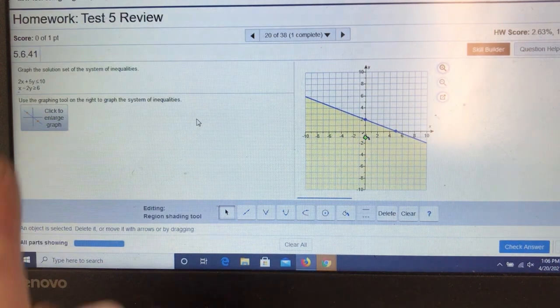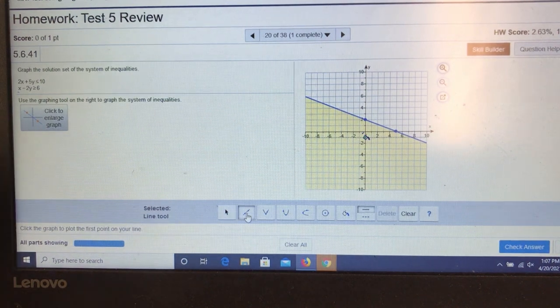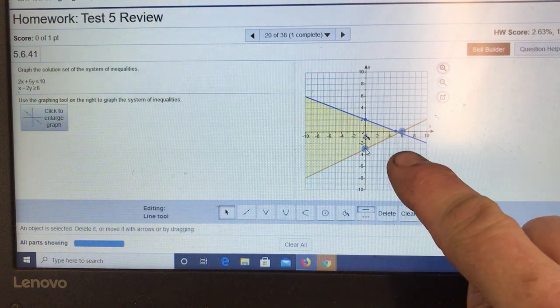Now, let's go to the other line. Okay, so we're going to do another line here. And if I let y be 0, x would be 6. So that'd be right here. If I let x be 0, y would be negative 3. Perfect.